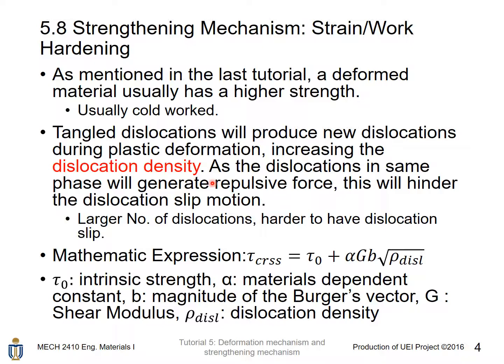And that is the mathematical expression. The critical resolved shear stress is equal to the intrinsic strength plus a constant times the magnitude of the Burgers vector b times the shear modulus and times the square root of the dislocation density. And again, you can see that with more dislocation density, the strength will increase more.